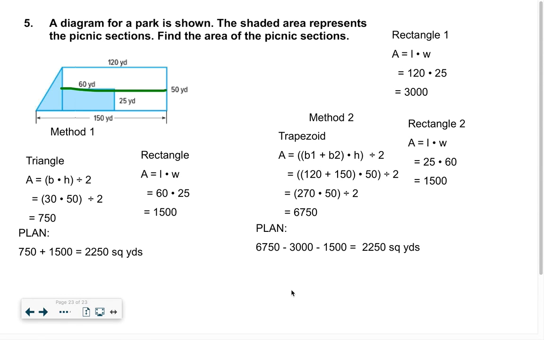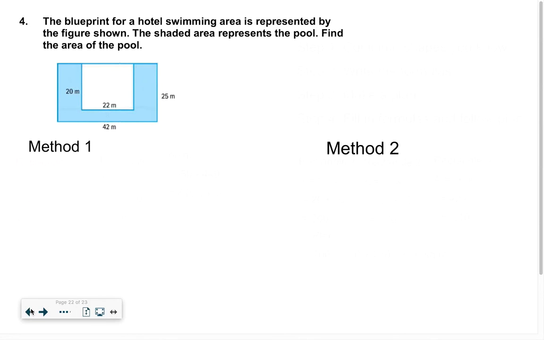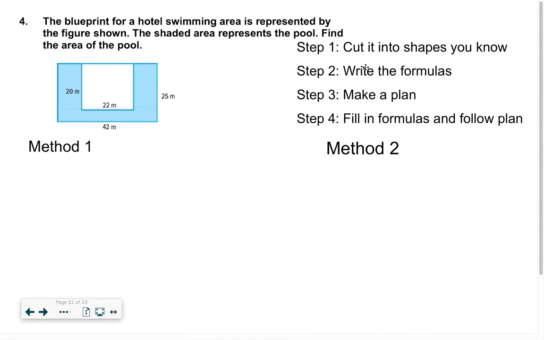So you're going to have a worksheet now, and on that worksheet is working on problems that we did yesterday where you have different shapes. You've got to cut them up. Remember our steps. If you remember our steps, you cut them up. We write the formulas. You make a plan. And then you fill in those formulas and you follow your plan. Sometimes you're going to add, sometimes you're going to subtract. So you're going to go ahead and do that.